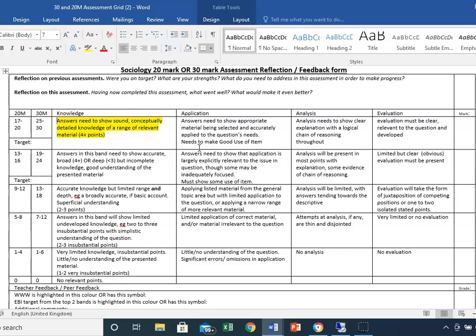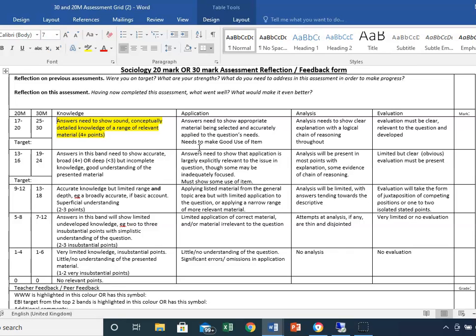Application, again, it's one of the top 2. Answers need to show appropriate material being selected and accurately applied to the question needs. Well, I'd say every single one of the points they selected were relevant to the question, and the application was good. Needs to make good use of the item. That's fine. Well, they've used it once. That's good enough for me. But they used it a couple of times. Sorry, they used it more than once. So that's good use of the item.